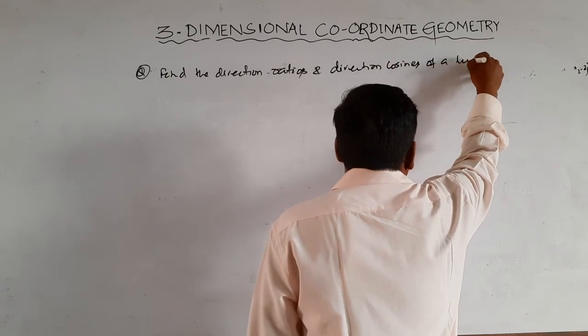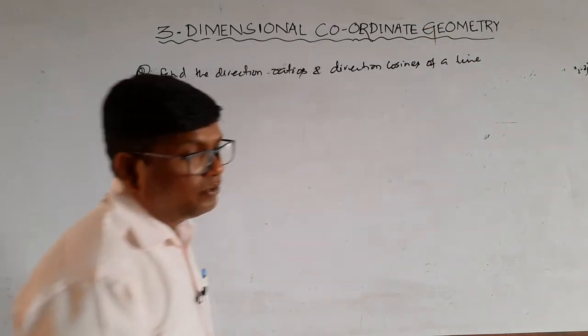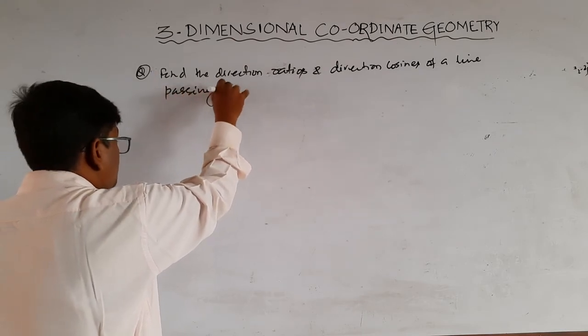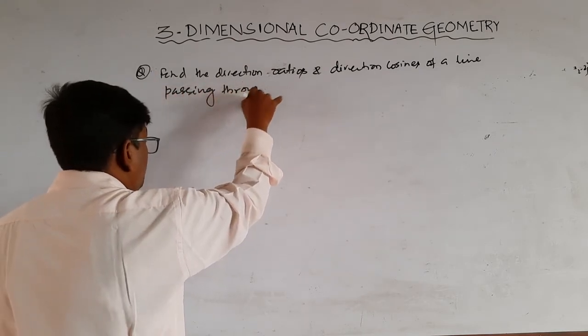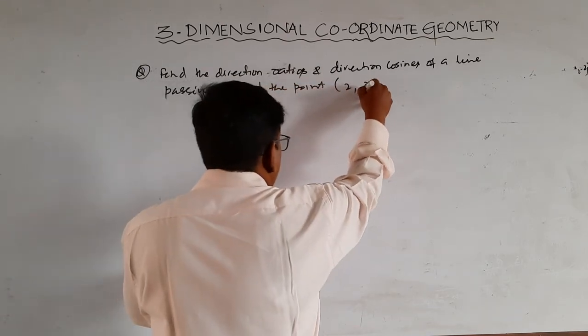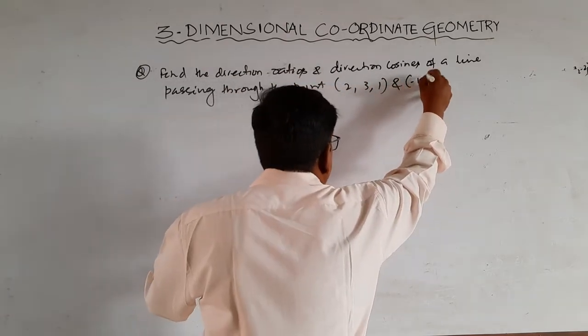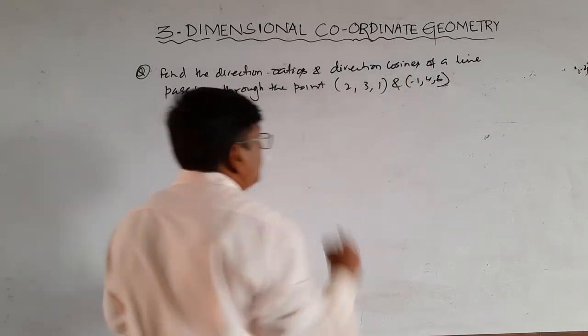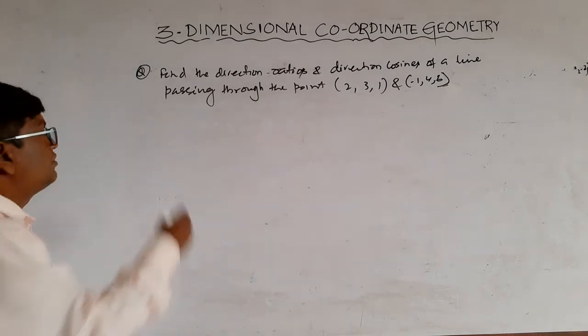of a line passing through the points 2, 3, 1 and minus 1, 4, 6. This is the question.